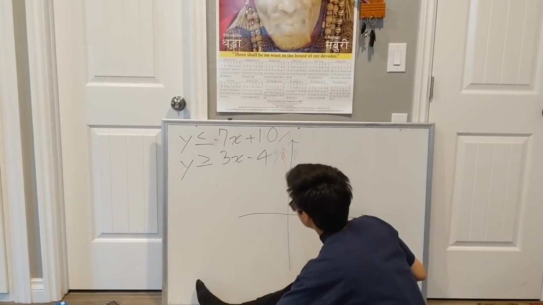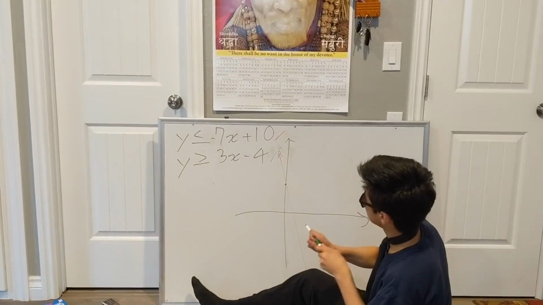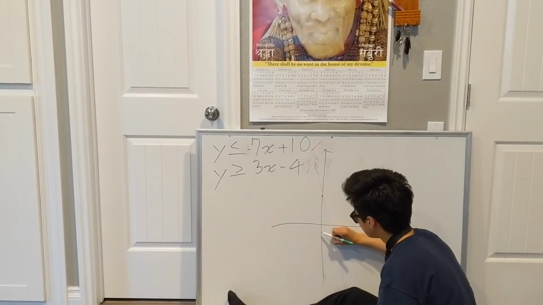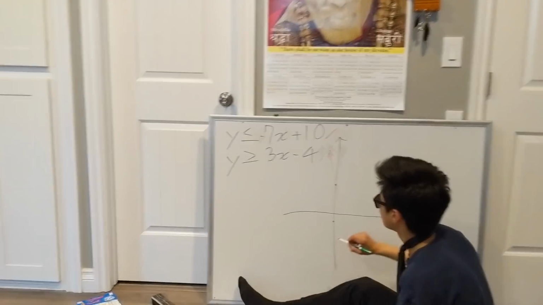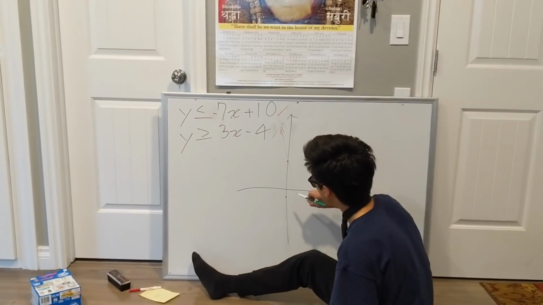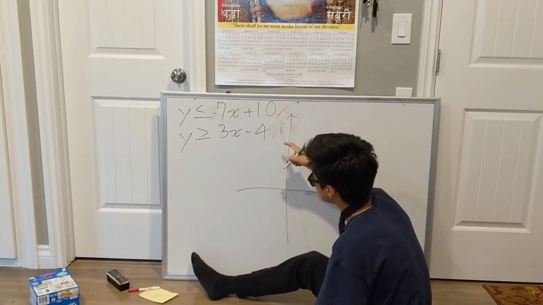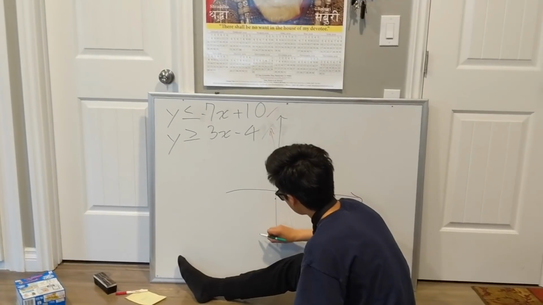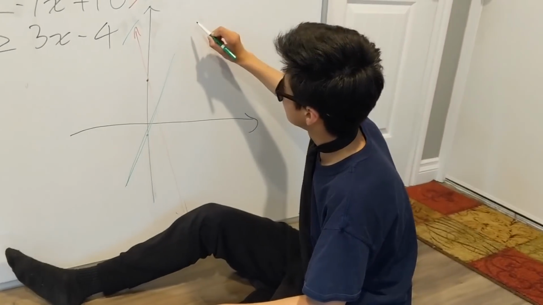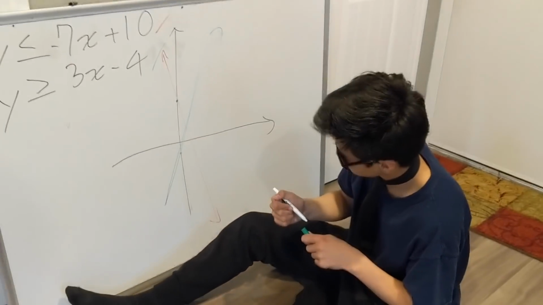And for the next one, it's going to be negative 4. So let's say something right here. And then 3x, so it's going to be slightly less steep than this line. So let's say something like that.